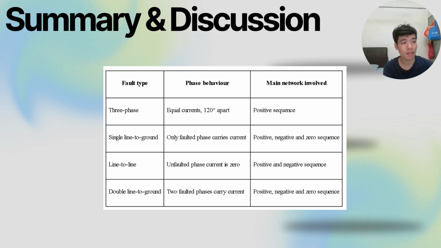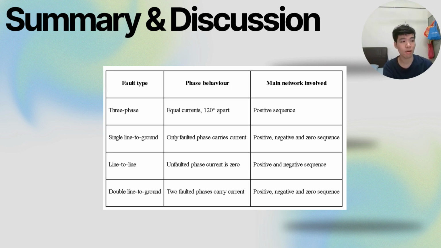So in a short summary and discussion, during the calculation of the three-phase fault, as seen from the data, the phase behavior is that they are equal currents and they are 120 degrees apart. And also the main network involved is actually only the positive sequence, because the negative and zero sequence are not involved in the three-phase fault analysis calculation.